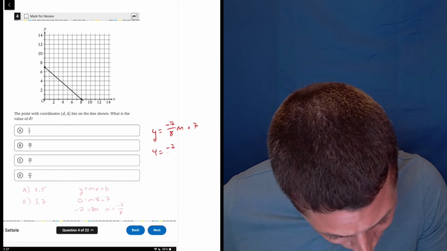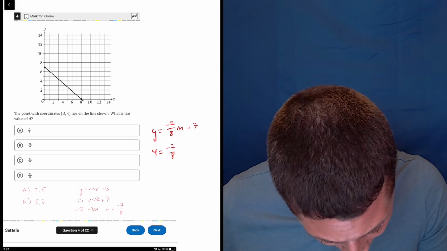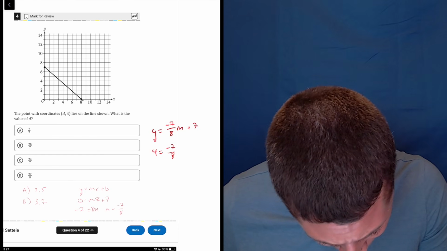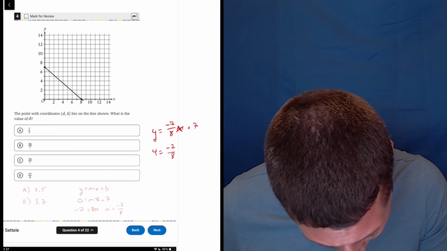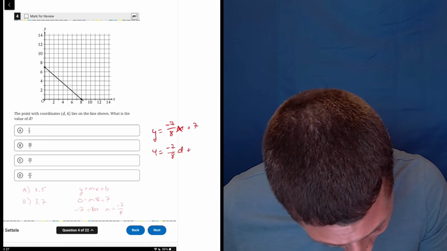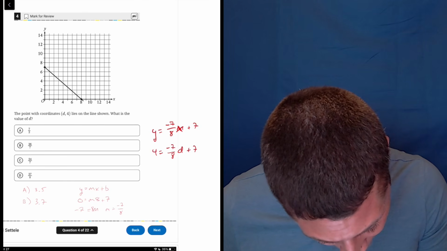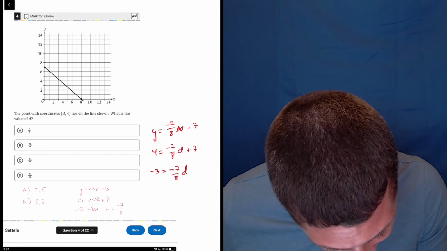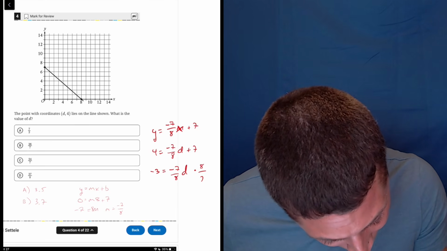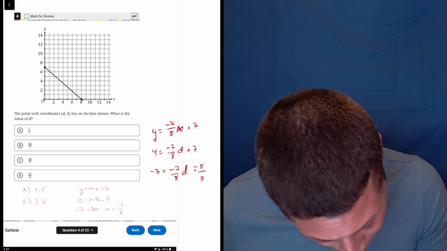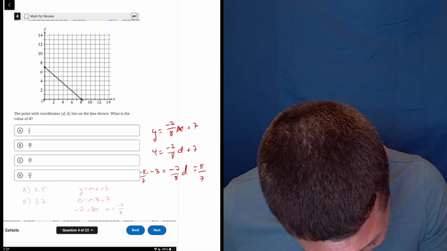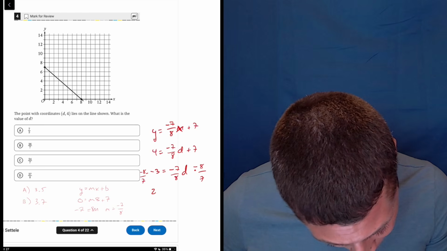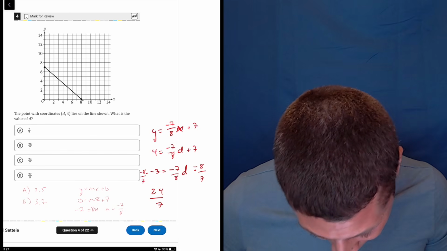So 4 is equal to negative 7/8 m, or x. X is d now, plus 7. So we subtract 7 from each side, so that's negative 3 is equal to negative 7/8 d. Multiply both sides by negative 8/7. That's the reciprocal, negative 8/7. So that should be 24/7.